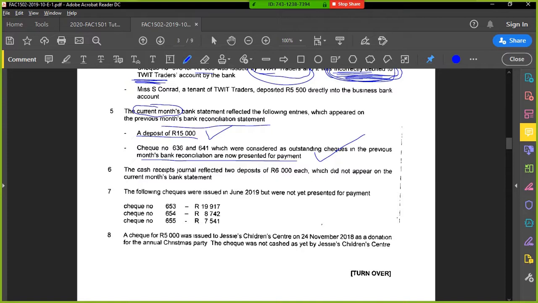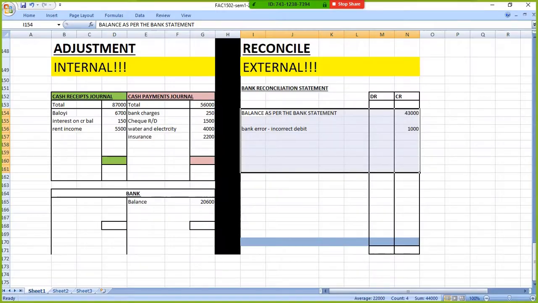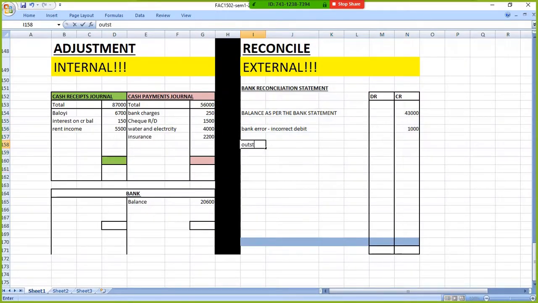Okay. Number 6. The cash receipts journal reflected 2 deposits of 6,000 each, which did not appear on the current month's bank statement. Just to reconcile. Reconcile. Good. Outstanding deposits. Do you agree? Yes. We've got 2. So number 1, number 2. Both 6,000 each, right? Yeah.